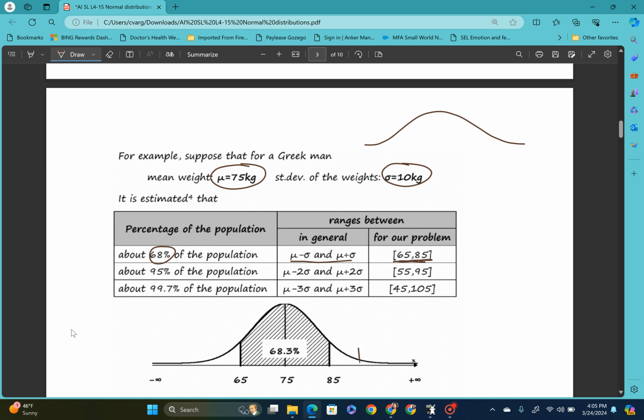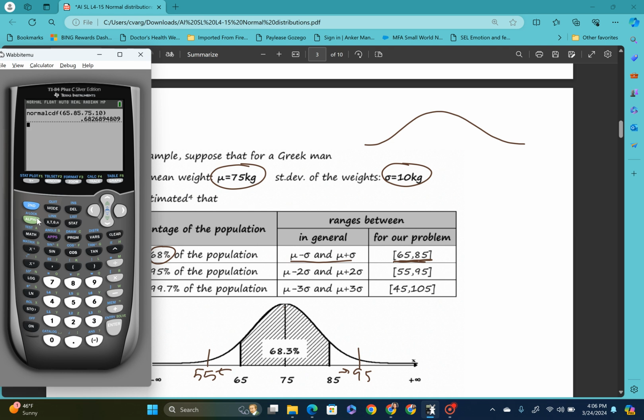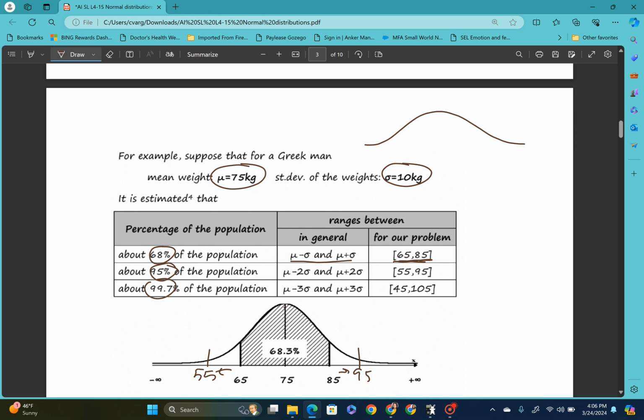Now what if I go 2 standard deviations? Somewhere over here, between 55 and 95, 10 below, 10 above. So I'm going to hit second vars again, normal CDF, always option 2. Now I'm changing my lower to 55 and my upper to 95, leaving the mean and the standard deviation the same. I hit enter and it gives us 95%. So these are where these numbers come in handy.